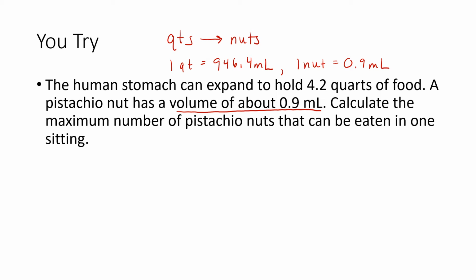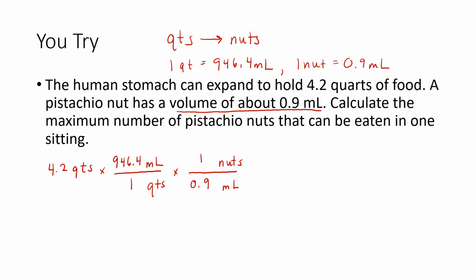So now we're going to start with our 4.2 quarts. And we're going to convert quarts into milliliters. So quarts goes in the denominator, milliliters goes in the numerator. 1 quart is 946.4 milliliters. And then lastly, milliliters into number of pistachio nuts. 1 nut occupies about 0.9 milliliters of volume.